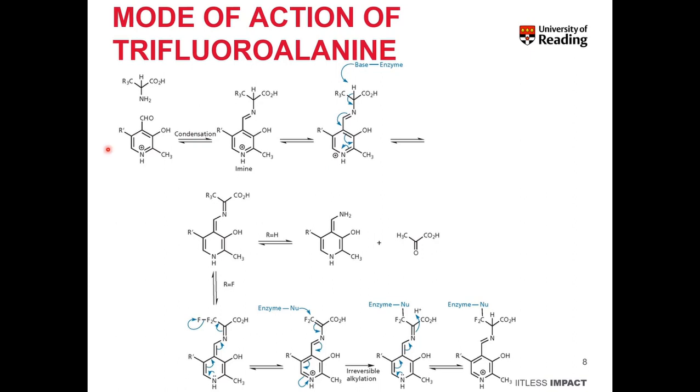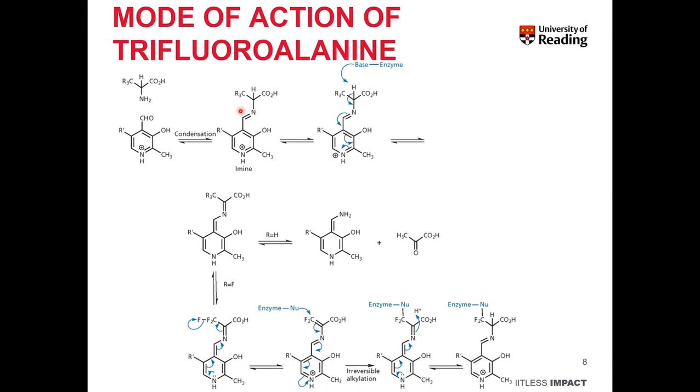So here we have our pyridoxal phosphate, and we're trying to produce our pyridoxamine monophosphate and pyruvic acid. So here we have our two starting materials. Now this starting material here can either be our natural substrate if these R groups are hydrogens, or they can be our trifluoroalanine if this R group here is fluorines. Now what initially happens is a condensation reaction to form an imine.